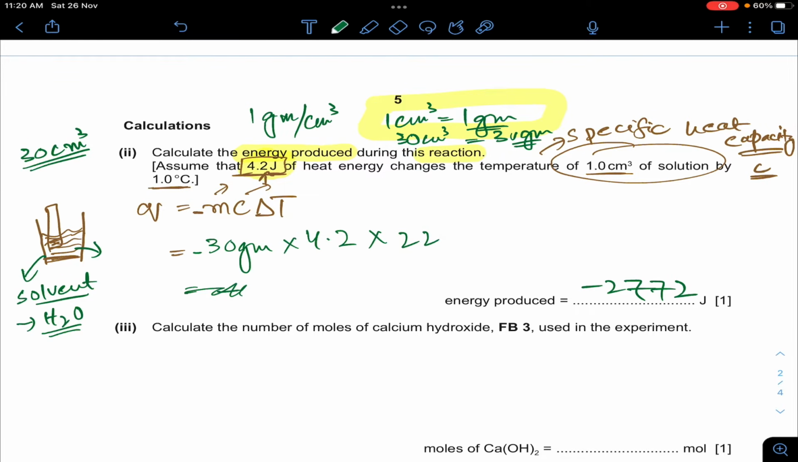So I hope you all get this idea of how we have to take the mass of the solution, right? We just make the assumption that this is pure water, and for pure water, 1 gram is equal to 1 cm cube. So if we have 30 cm cube of solution, that means we have 30 grams of water. If we have 40 cm cube of solution, that means we have 40 grams of water. So in all the calculations of enthalpy changes, you have to make this assumption that we are doing the reaction with pure water and we are measuring the temperature of water. So whatever the volume of solution, just convert it into grams.